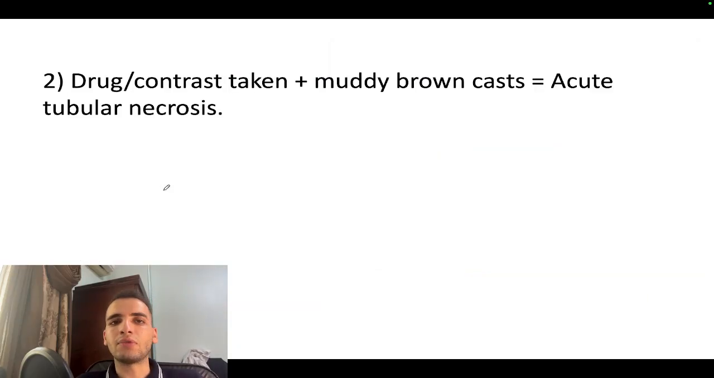And you need to differentiate it from when they tell you we give the person a drug, then he developed a muddy brown cast. Either a drug or contrast. For example, we did a CT scan with contrast, then he developed a muddy brown cast, or a very high kidney damage, for example, and the sodium excretion was more than 2%. Then it's acute tubular necrosis. Okay, it can be caused by aminoglycosides, amphotericin B, or cisplatin or platinum drugs.